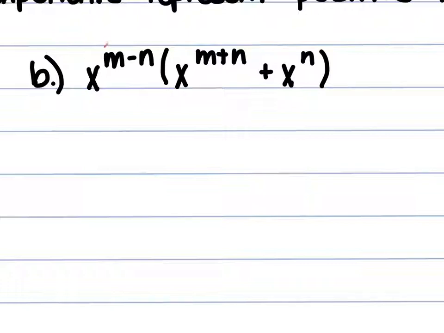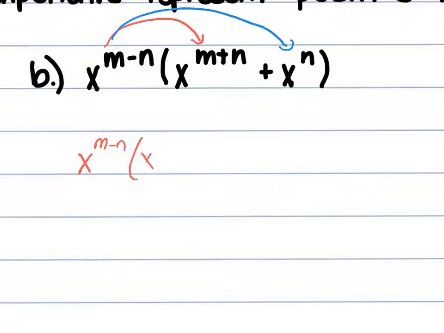Okay, so let's distribute. Here's going to be my first distribution, and here's going to be my second distribution, color coding it so we can see where we're going. So the first distribution looks like this. X to the m minus n, times, I'm going to put this one in parentheses just to separate them, m plus n. All right, so they have the same base. So what am I going to do with their exponents?